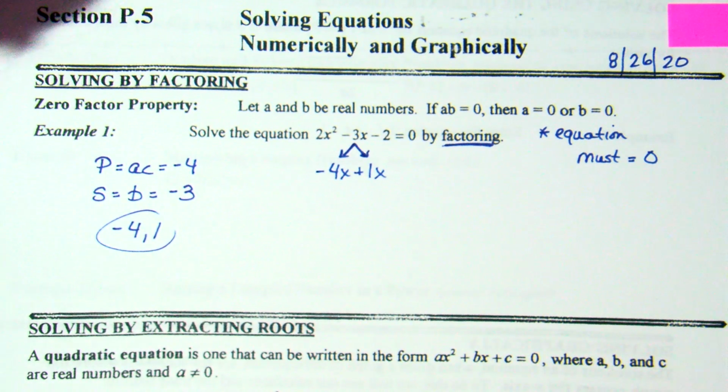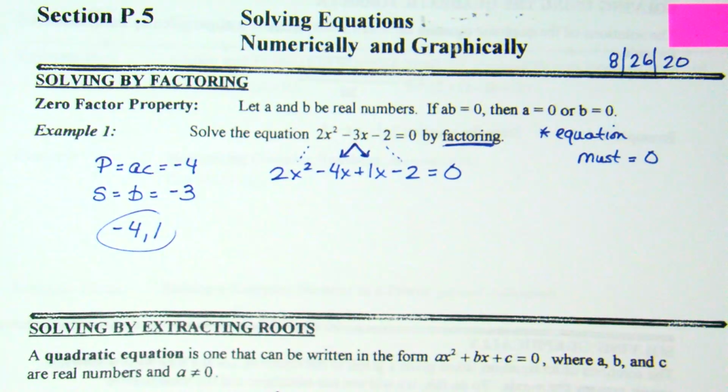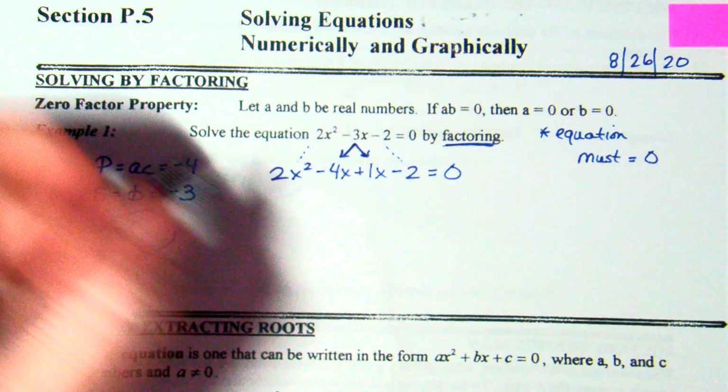Remember the first and last term you just carry down. So 2x squared carries down. Minus 2 carries down. And this still equals 0. We're still solving. Okay, so product of AC, we now have 4 terms. When you're factoring with 4 terms, split the 4 terms in half.